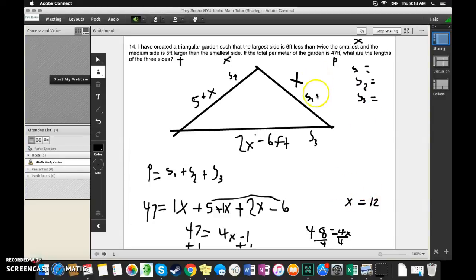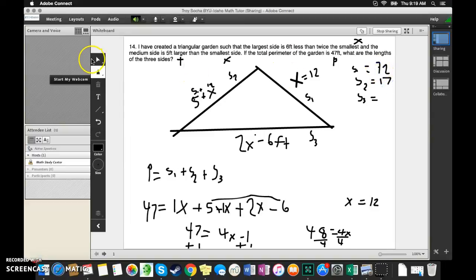Now we have to plug it back into these equations to solve for what we've got. So we know that x is 12, so well, that makes it nice. Side 1 is then 12. Because if x equals 12, then this x has to equal 12, because that's what we solved for. Now on side 2, it's x plus 5, so 12 plus 5, which is 17.